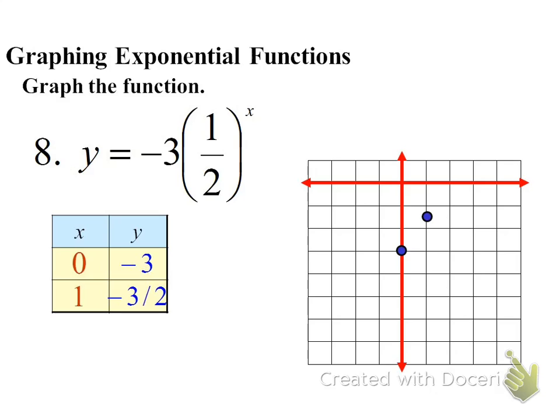If you want to think about how quickly to shoot off to the left, you can think of what would happen if you plug a -1 in. That would cause the 1/2 to flip. So now you have -3 times 2, so you'd have -6. So you're going to shoot all the way down to -6. Again, if you don't want to actually graph that point, just aim for it. That should help you out. Questions?